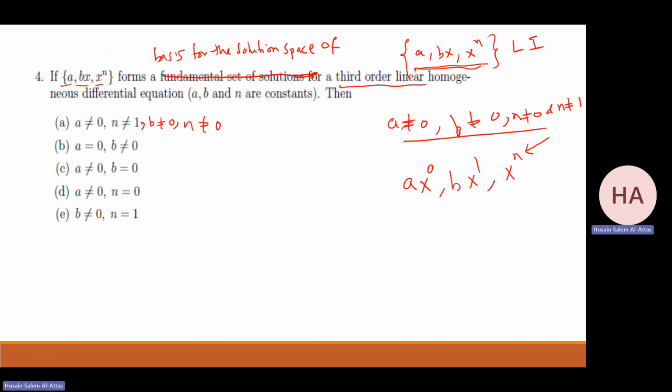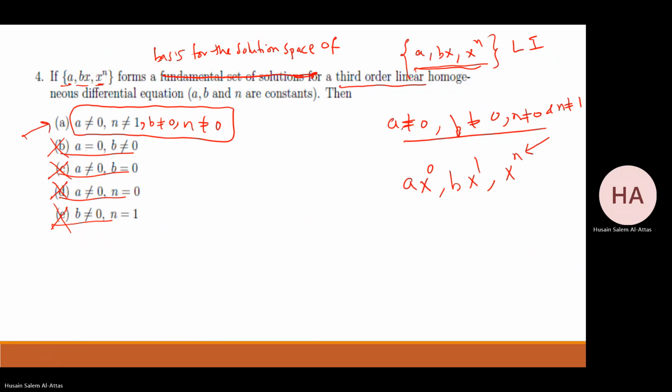I think what he meant, in all of these cases, for sure, it will have a problem. This one will make it dependent. This one, b equals 0, so for sure it will make it dependent. n equals 0, so these two are the same, so it's linearly dependent. n equals 1, the same thing. So because of that, this is the solution. But for a complete solution, complete conditions, I need all of these 4 conditions.